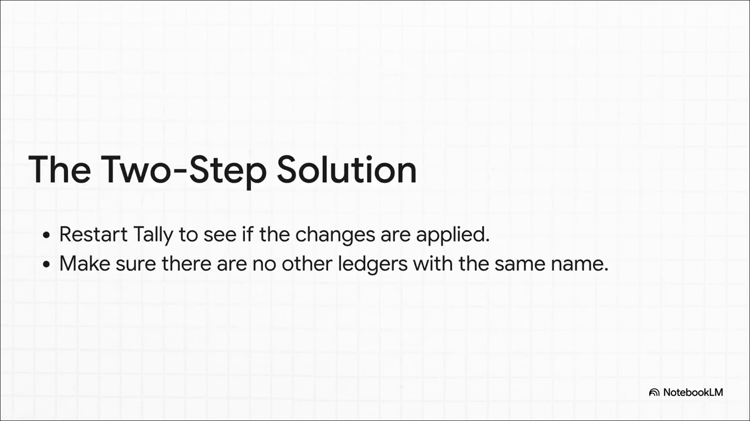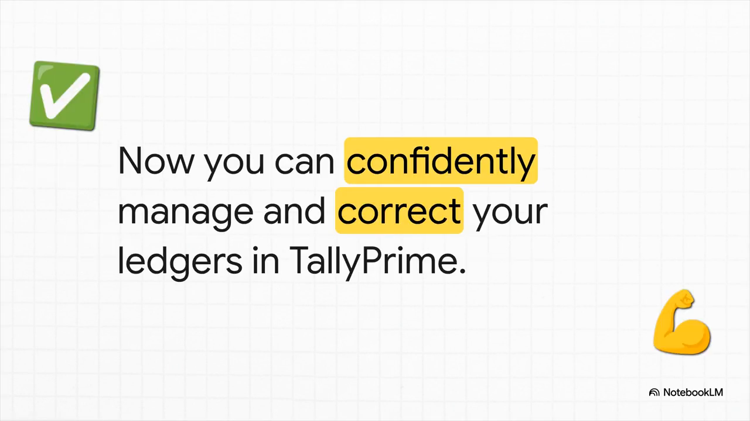Well, the solution is usually one of two very simple things. First, just try restarting Tally. You know, the classic turn it off and on again? That often clears out any cached data and forces the new name to show up. If that doesn't do the trick, do a quick search and make absolutely sure you don't have another ledger with that exact same name causing a conflict. And that is really all there is to it. You now have the complete toolkit to manage, alter, delete, and troubleshoot any ledger in TallyPrime.